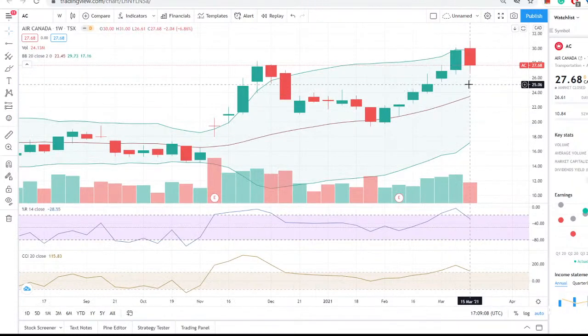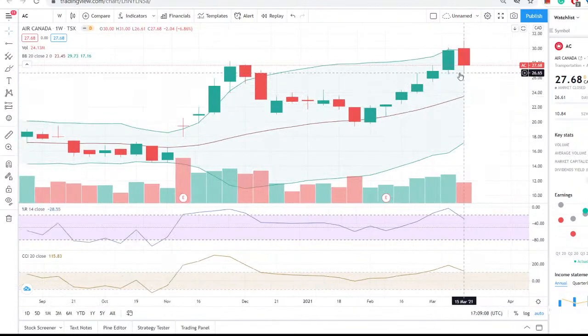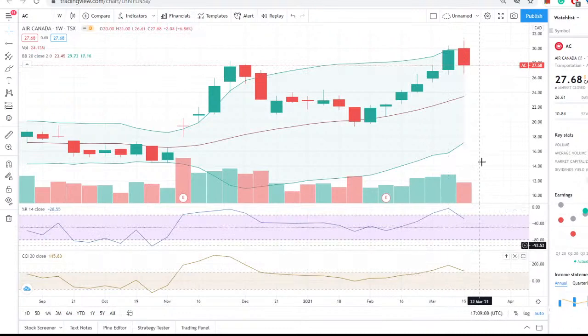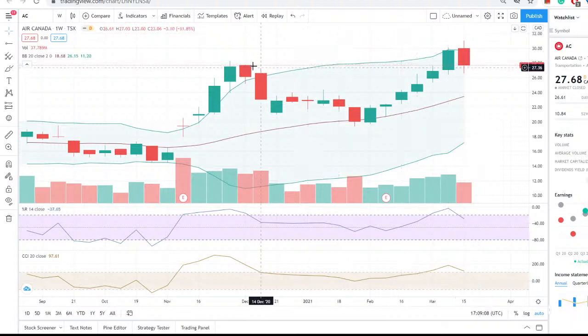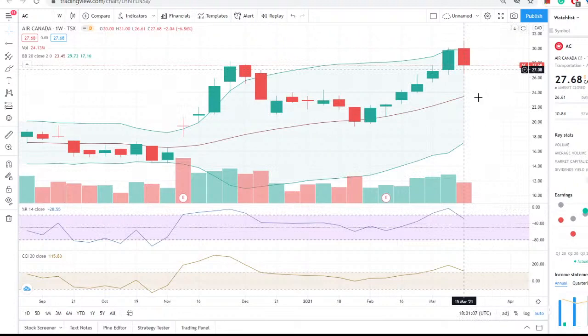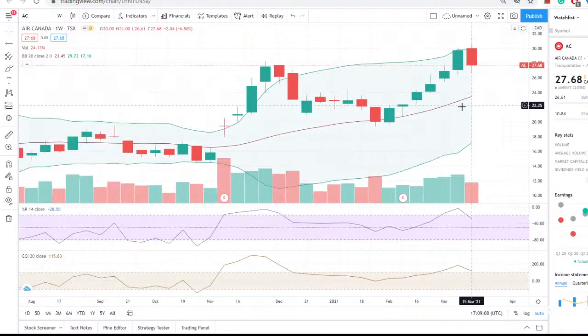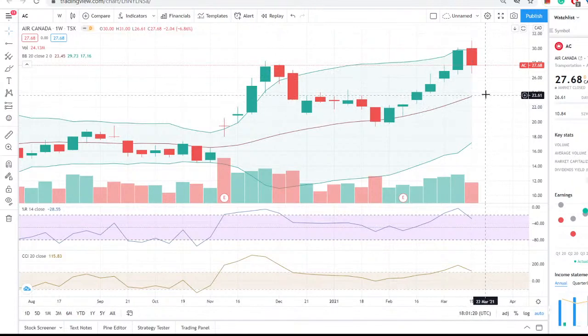On the weekly chart, it is weak. Williams R and CCI have turned downward. This resistance became support for last week, but Williams R and CCI are showing weakness. Although the mid Bollinger Band and lower Bollinger Band are upward, it might correct.